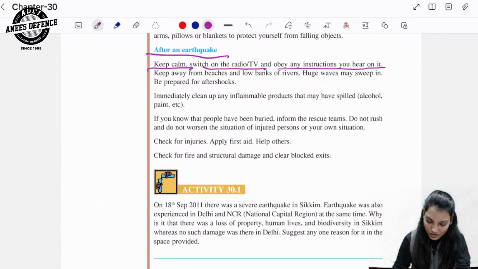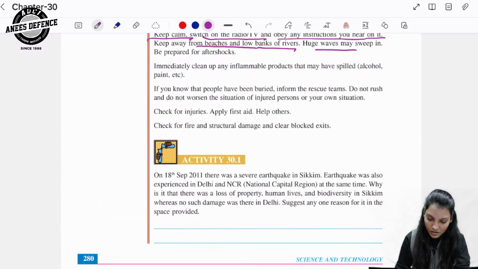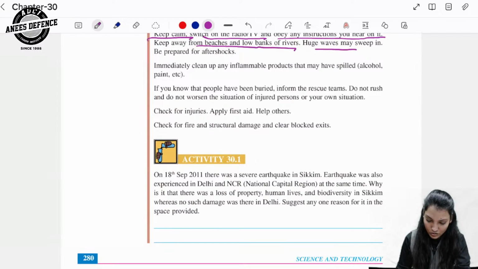Keep away from the banks, the low banks of the river. Huge waves may sweep in. Be prepared for the aftershock.